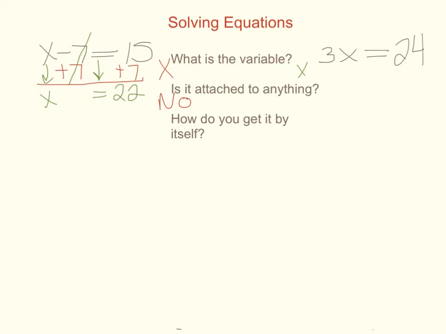So the opposite, once again, how do you get it by itself? If I want to get this 3 unattached from the x, I do the inverse operation, which is divide. So I'm going to divide by 3. If I do it on one side, I must do it on the other. Your 3's will cancel out. My x will come down. And 24 divided by 3 is 8.